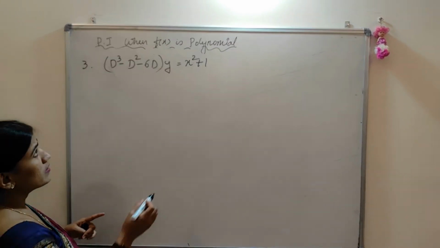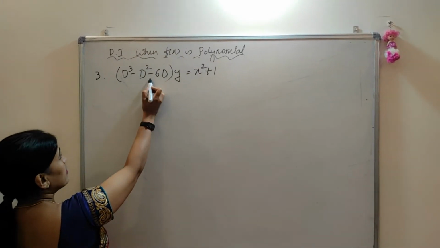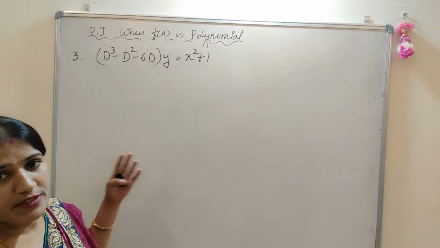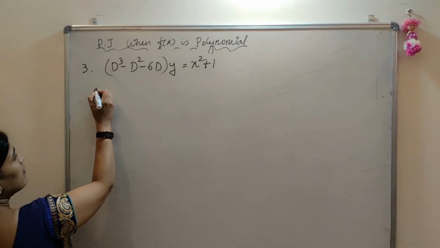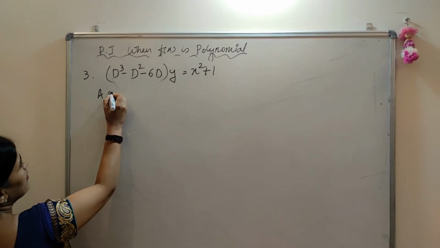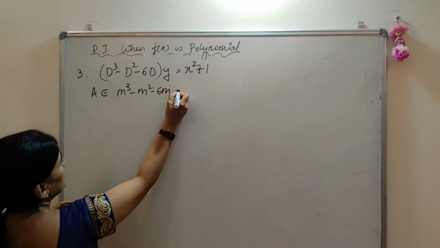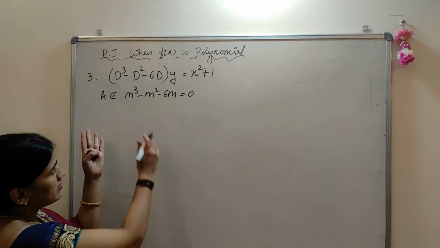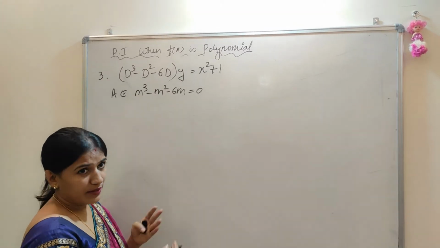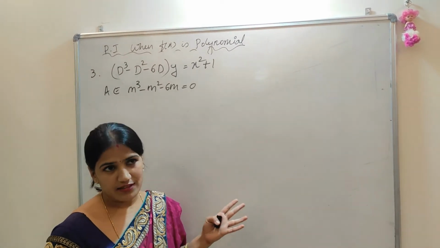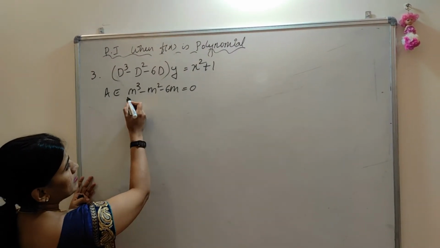Yes, in this problem we can observe (d cube minus d square minus 6d) of y. There is no constant here also, like the previous problem. Okay, so first I'll find out the yc part. So the auxiliary equation is m cube minus m square minus 6m equal to 0. This is a cubic equation. Actually, in previous problems we were finding roots by the inspection method, otherwise we can use a calculator also. But there is no constant, so it's very simple.